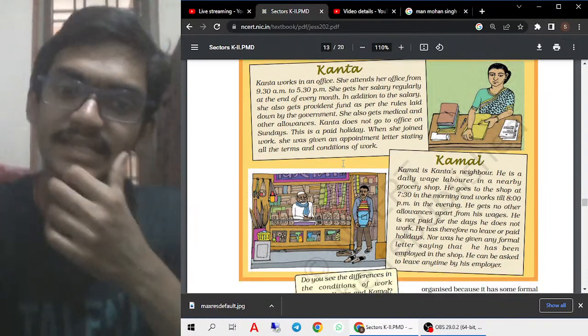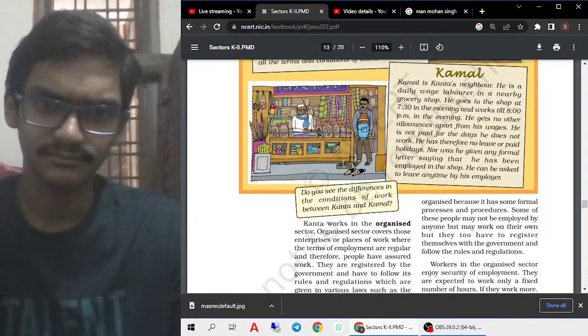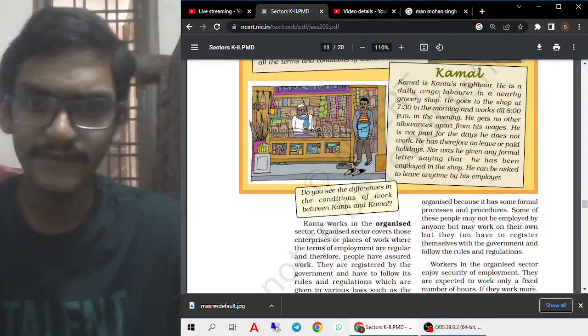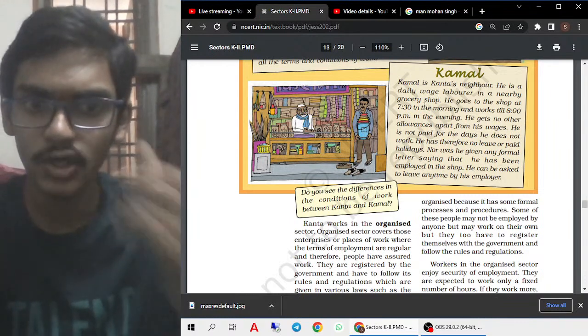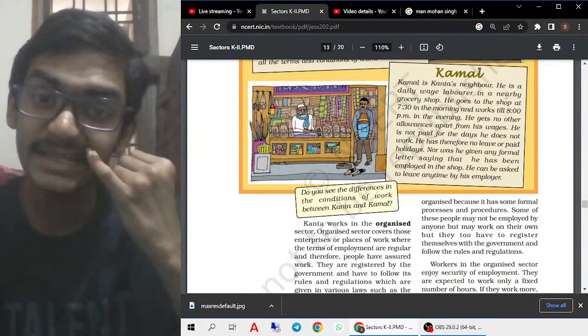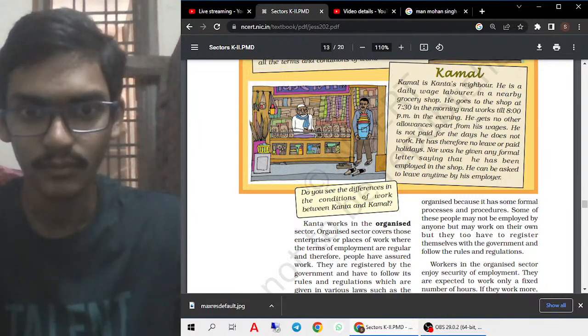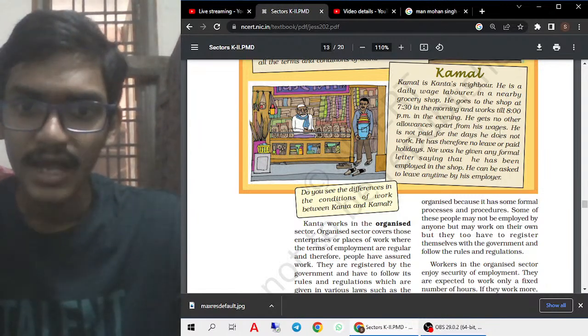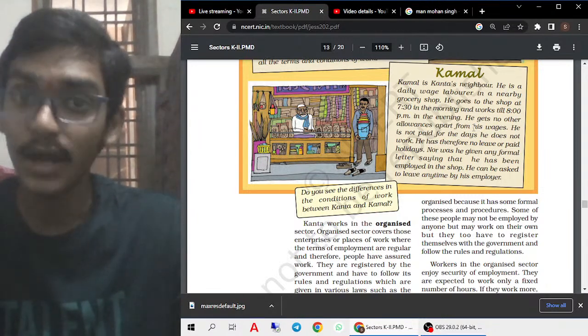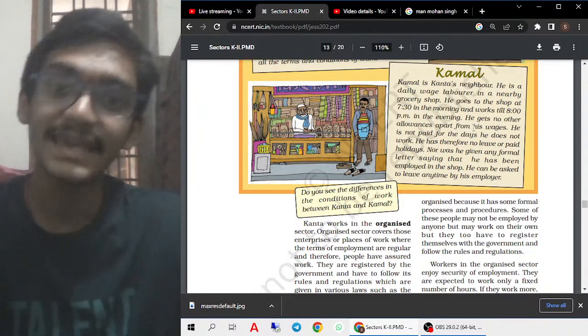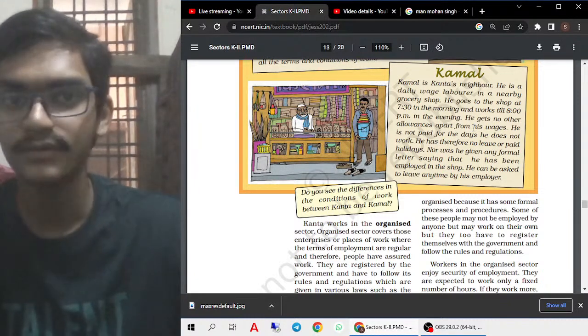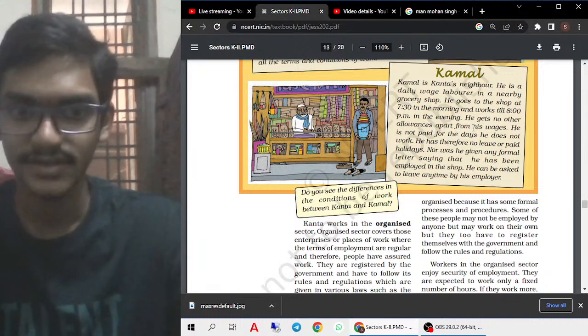Let us try to understand the situation of Kamal. Kamal is a daily wage laborer. He goes to the shop at 7:30 and works till 8:30 in the evening. He will not get any allowances apart from his wages. For the extra work he does, he will not get any extra wages.